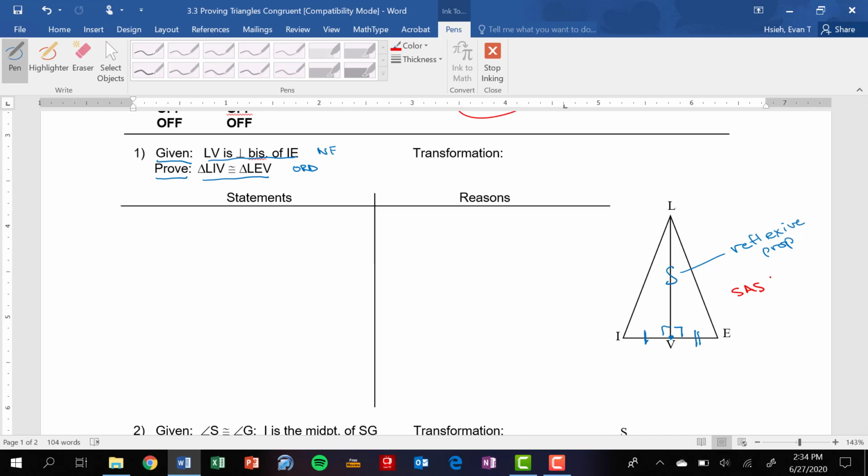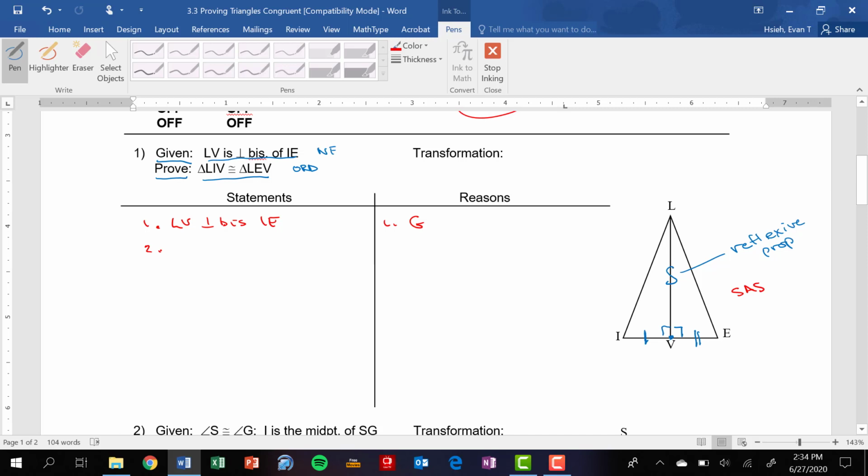So let's go ahead and write the proof. The first thing that I'm going to write is, in this column, my various statements. And I'm going to number my statements, and I'm going to number my reasons. Please make sure you number those. So the first starting point is going to be that LV is the perpendicular bisector of IE. And the reason why is because it's given. And I'm just going to let you write a big G for given.